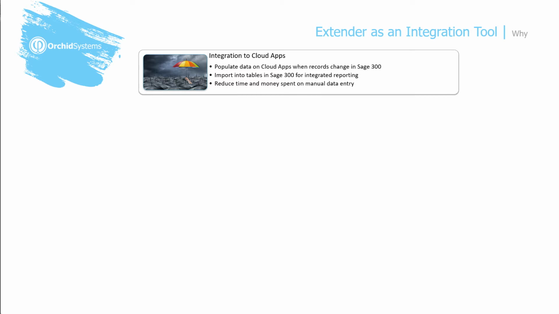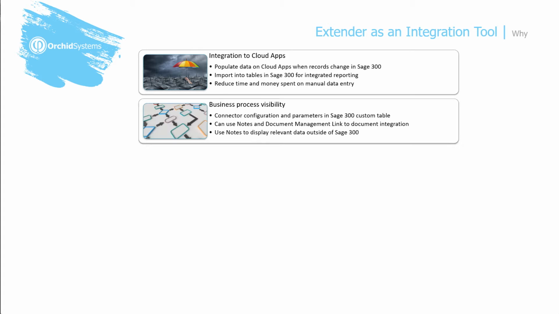You can use Extender scripts and APIs to cloud applications to populate data and trigger events when data changes in Sage 300. You can import from specialized cloud applications into Sage 300 for integrated reporting and processing, thereby reducing time and money spent on manual data entry. And we will look at a few examples of that soon. Business process visibility. While there are many ways to integrate, using Extender allows you to create custom tables in Sage 300 that can hold your connector details, your staging tables, and data from other applications that you want to use in transaction processing and reporting.